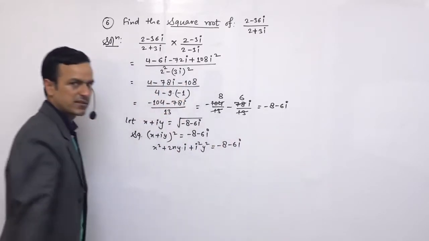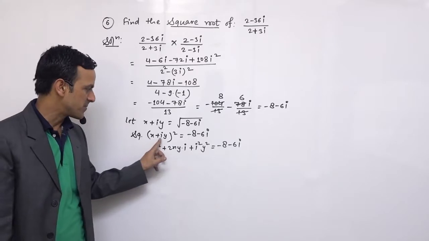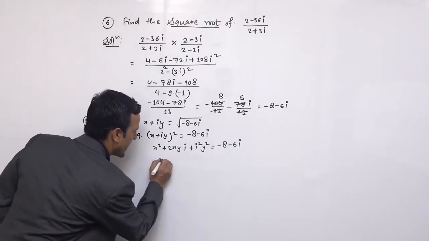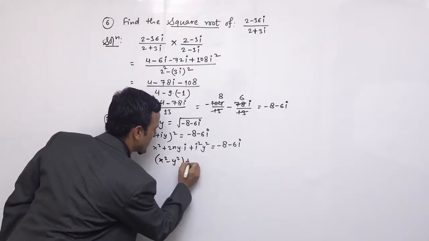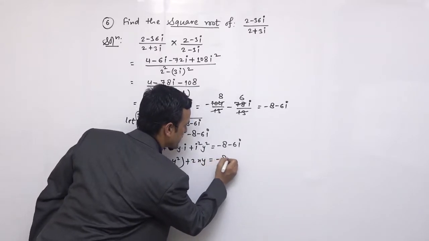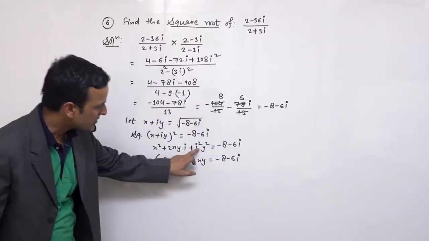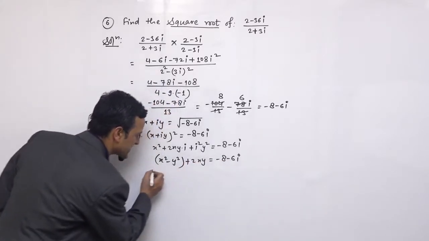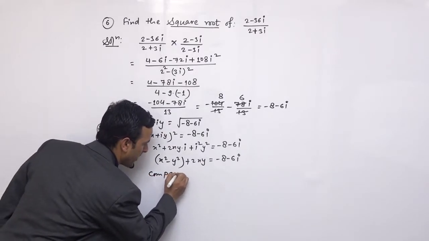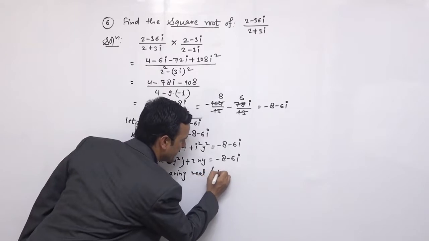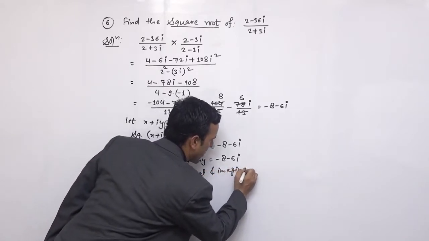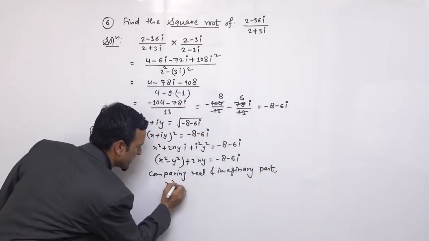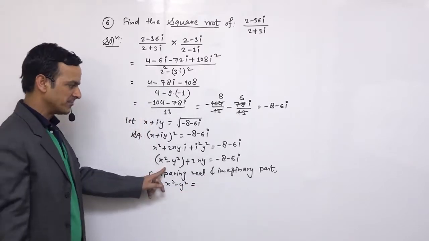So this is the formula of (a plus b) whole square: a square plus 2ab plus b square. Finally, x square minus y square plus 2xyi is equal to minus 8 minus 6i, since i square means minus 1. So comparing the real and imaginary parts, we get the real part is x square minus y square.